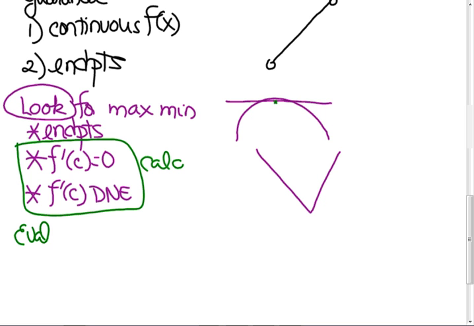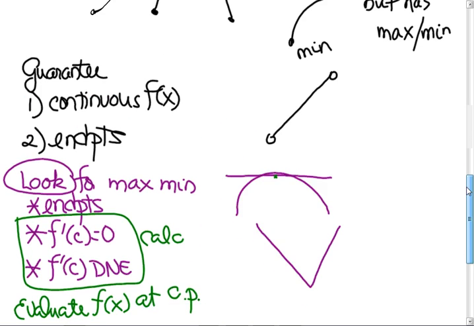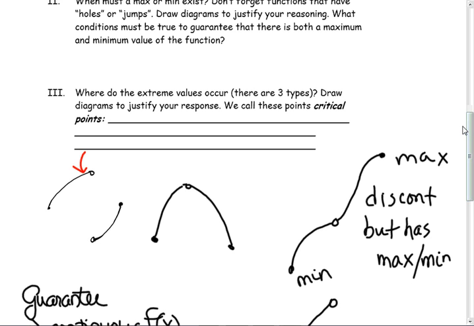Evaluate f of x at these points. These are called critical points. You remember that? Yeah, Mr. Domin, I'm pretty sure you used the word. Hey, Alexi? James? Those are called critical points. So let's identify them. They're the endpoints.